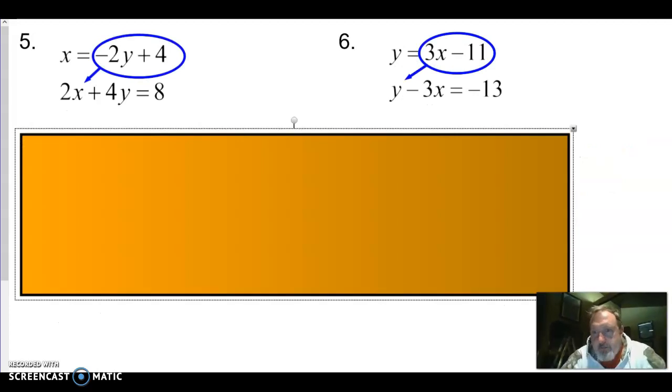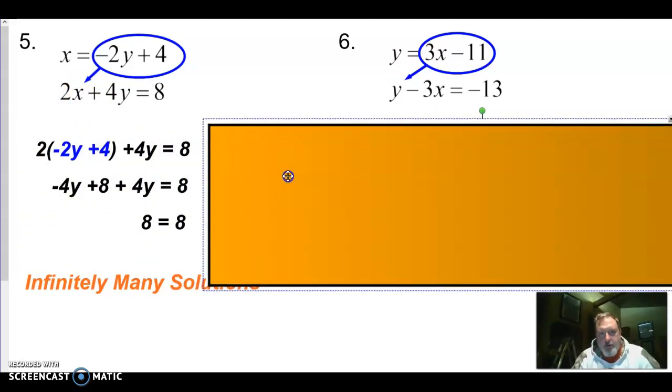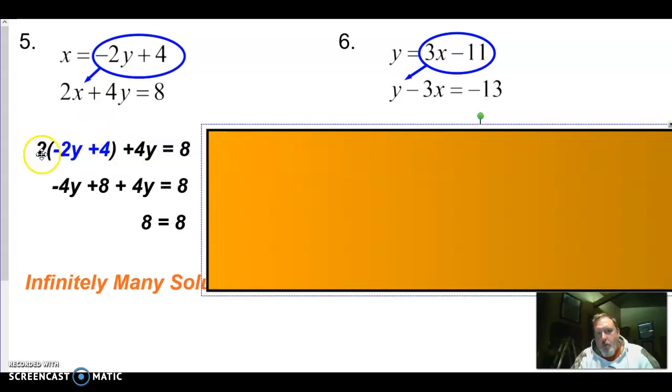Okay, our next two examples, very similar. Notice number 5 is already solved for x. So I know that x is negative 2y plus 4. So I'm going to substitute this quantity in right there for x. And something unique is going to happen when we do that. When I distribute, I get negative 4y plus 8 plus the 4y that was already there equal to 8. And so what happens, these y terms are opposites. They cancel out, and I get 8 equal to 8.